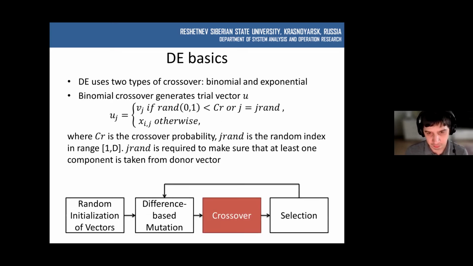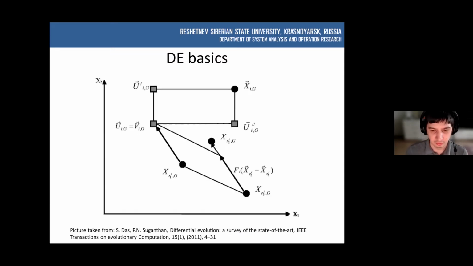So next step is crossover. Usually a relatively simple operation. So with some probability, we take a newly generated component of the vector, or we don't take it, but at least one we should take. So similar to uniform crossover in the genetic algorithm. You can see it here on the picture how it works. So the lower left part of the rectangle here and the upper left and lower right are 3 points where we can end up after mutation and crossover.